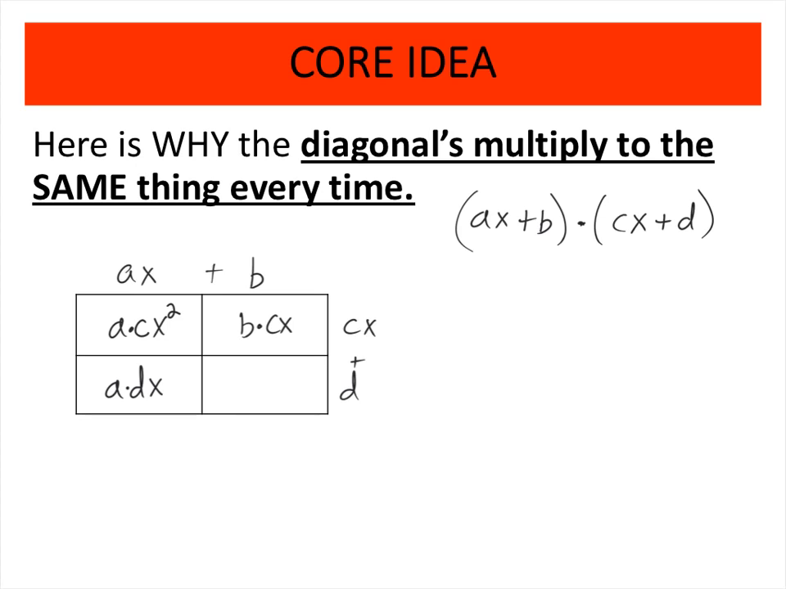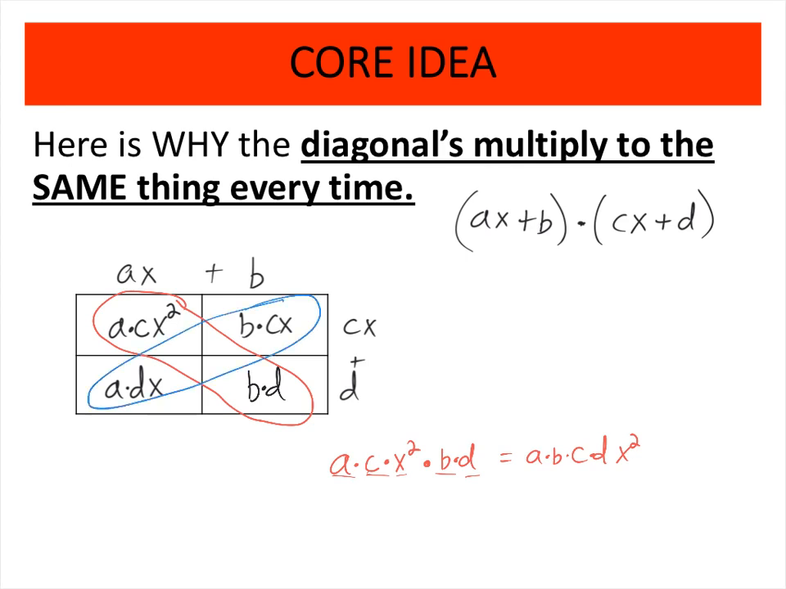And b times d is b times d. Now, I'm going to check the diagonals. Do the diagonals multiply the same thing? Well, this is going to be a times c times x squared times b times d. I can just rearrange those, and those equal a times b times c times d x squared. I just took a times b times c times d and then x squared. I just reorganized.